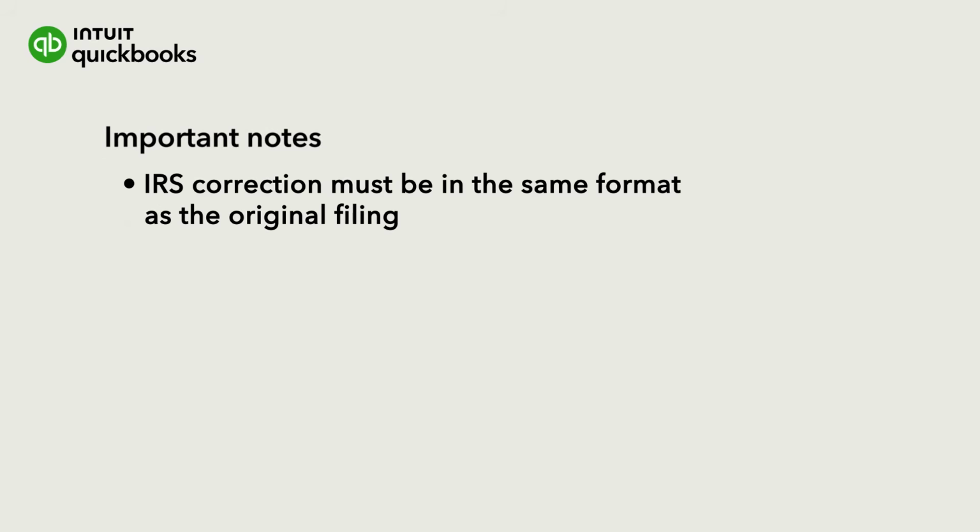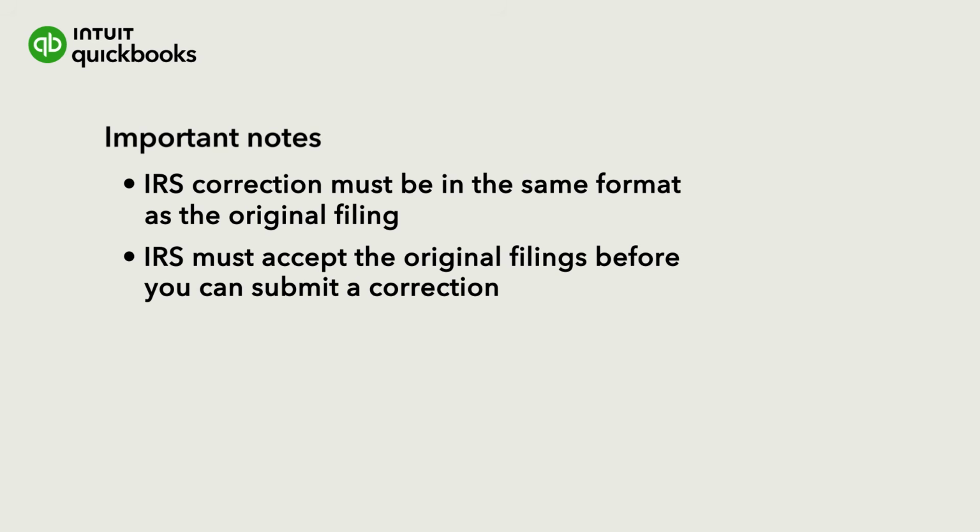You must file corrections in the same way you filed the original forms. So if you e-filed your 1099 form, you must also e-file your corrected 1099 form. You can only send corrections after the IRS accepts the original form.